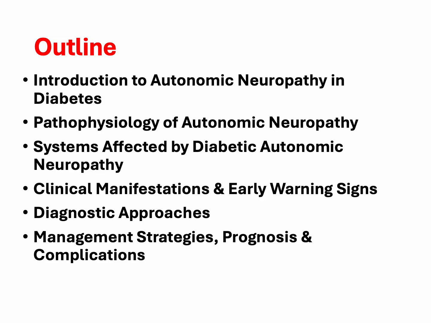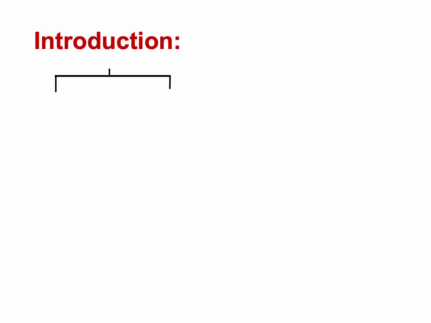We'll begin by defining autonomic neuropathy in the context of diabetes, then explore its pathophysiology, the systems it disrupts, and the clinical clues that often go unnoticed. Finally, we'll discuss how to detect it early, manage it effectively, and anticipate its long-term consequences. So let's begin with an overview of the autonomic nervous system.